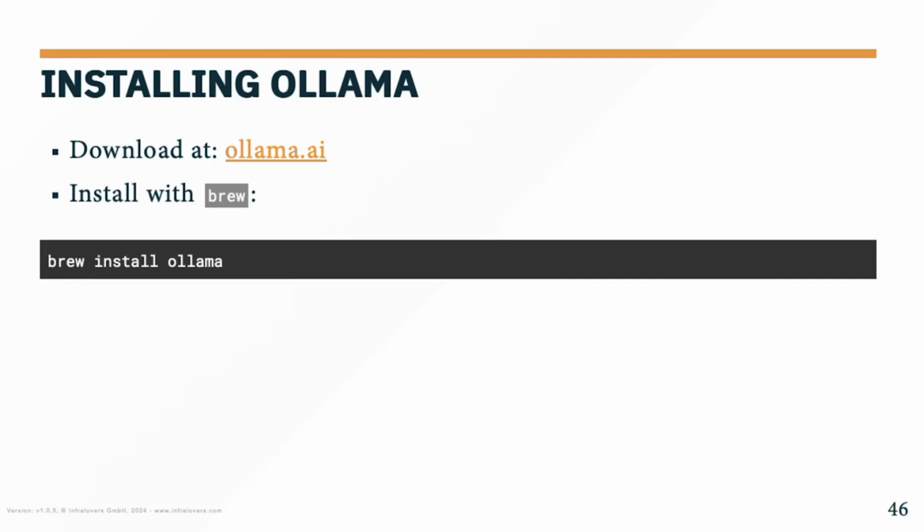But before I switch screens again, I just want to show you how this would work. To get started with Ollama, we can, of course, download this tool from their own website and install it on our own machine. We could also install it with Brew, and currently it's available for macOS, Linux, and of course, Windows.